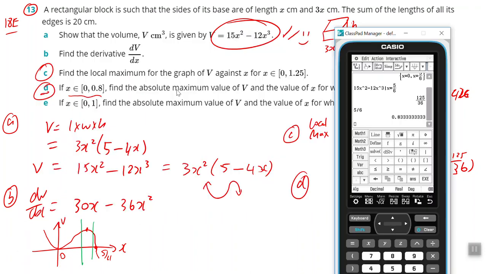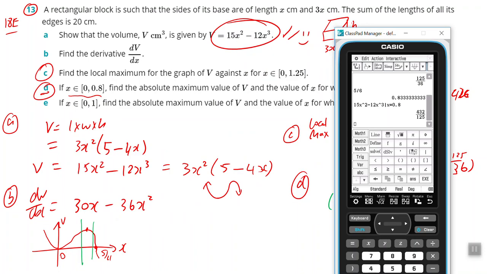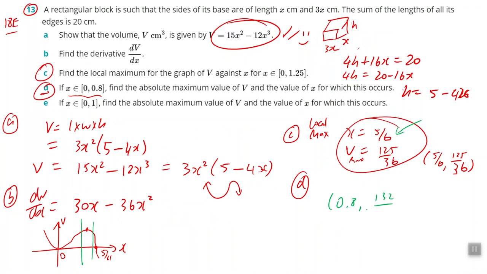If I sub 0.8 into the original, this will be my new maximum. Using the calculator, 0.8 gives 32 on 125... sorry, 432 on 125. As we can see, since the graph is cut off here, I can't use the local maximum. So the new maximum now would be here.